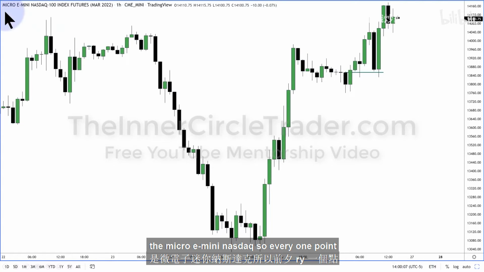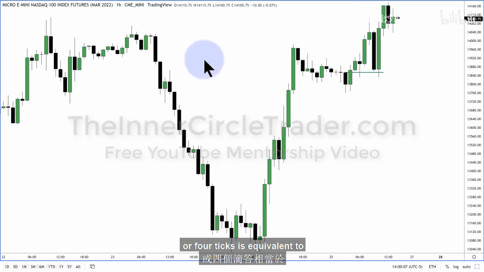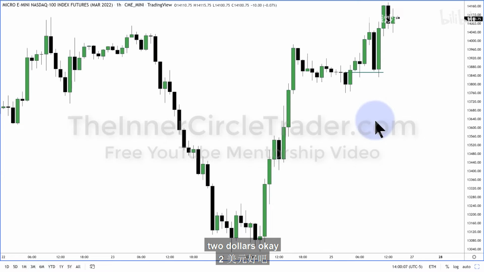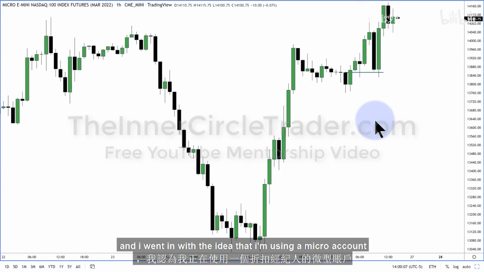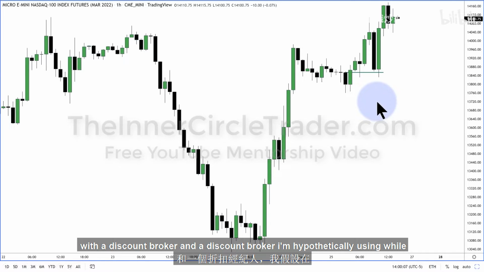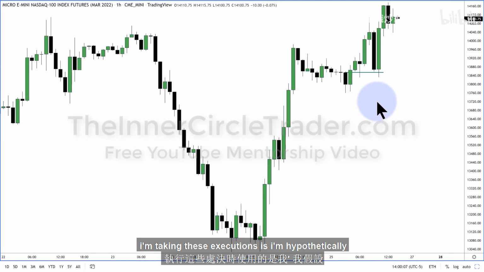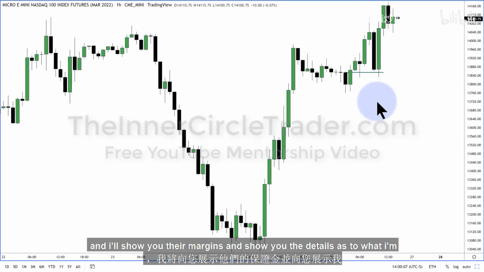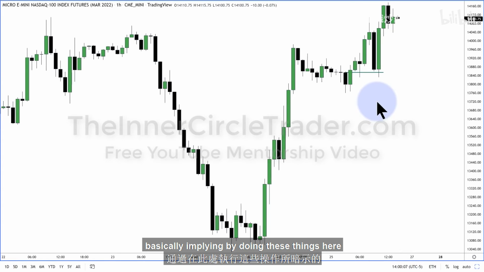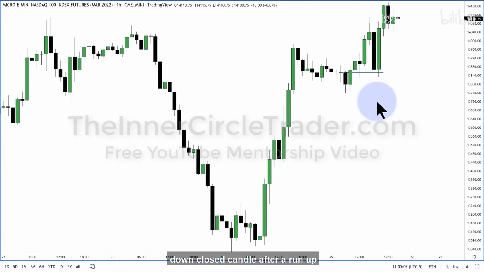So, if you haven't already noticed, this is the micro E-mini NASDAQ. So every 1 point or 4 ticks is equivalent to $2. Okay? And I went in with the idea that I'm using a micro account with a discount broker, and the discount broker I'm hypothetically using while I'm taking these executions is an AMP futures account. And I'll show you their margins and show you the details as to what I'm basically implying by doing these things here.